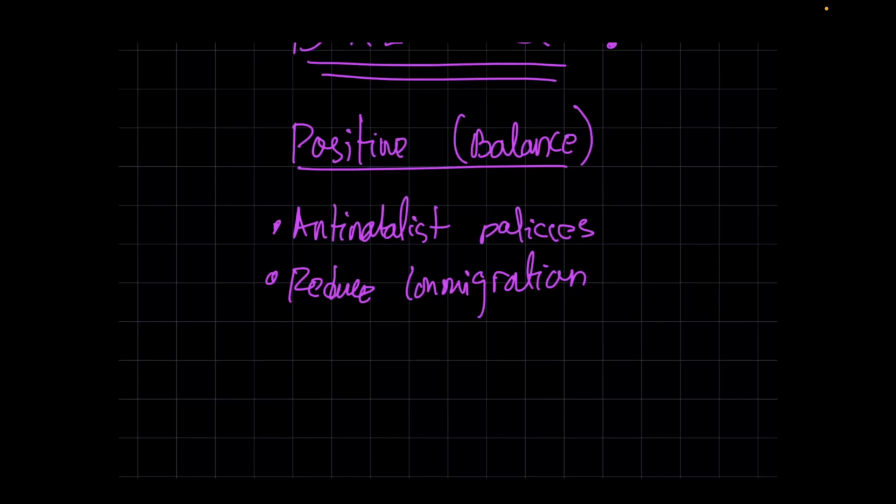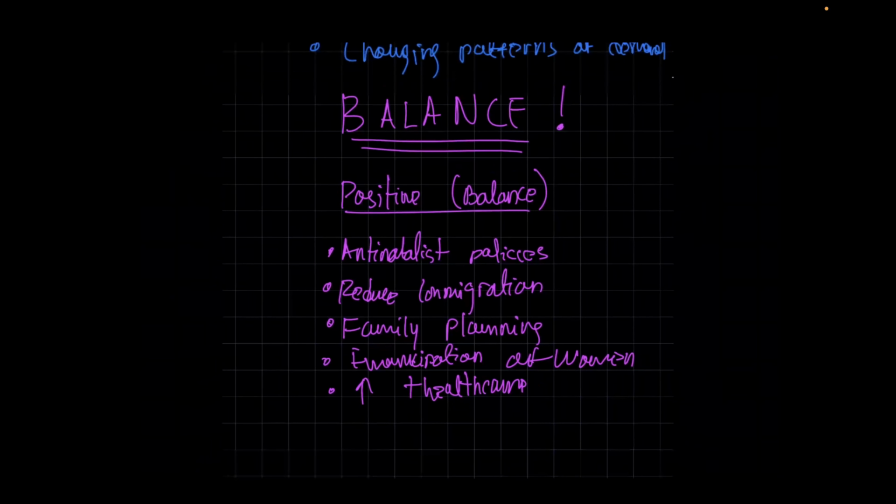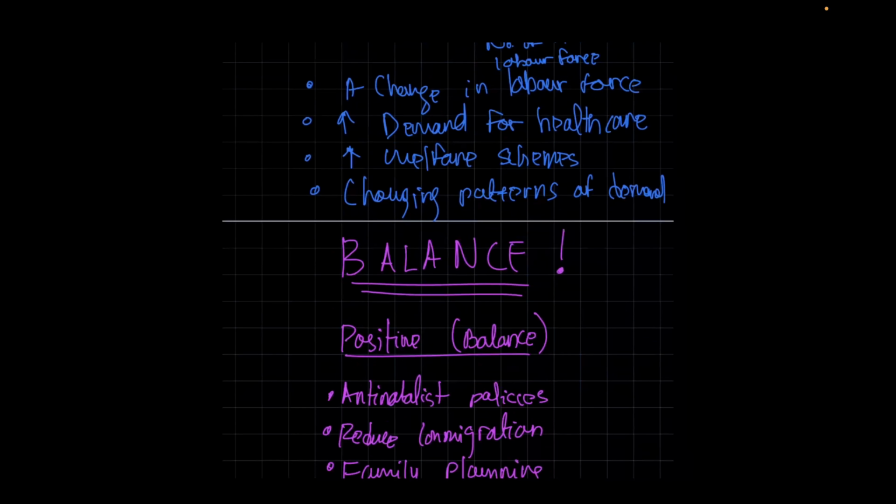Then you have family planning that you could do. Another good measure would be something called the emancipation of women, which is the education and the higher involvement of women in employment, etc. So this would essentially reduce the birth rate in the economy. You could improve healthcare, nutrition, etc. to ensure that the labor is healthy.